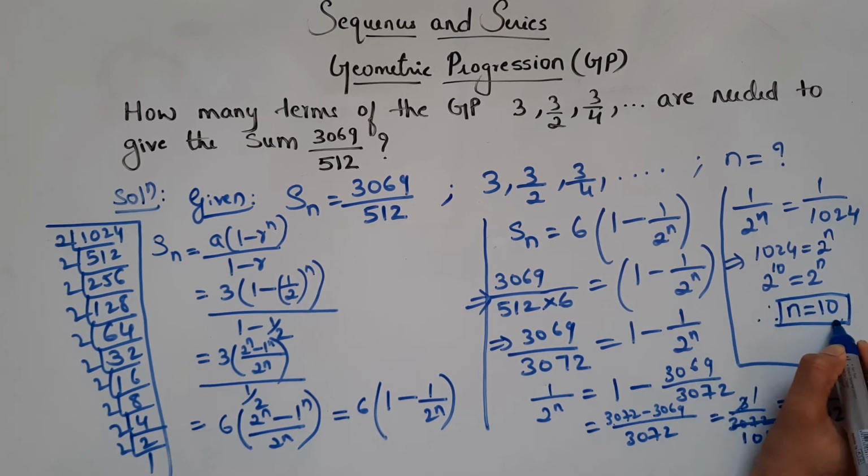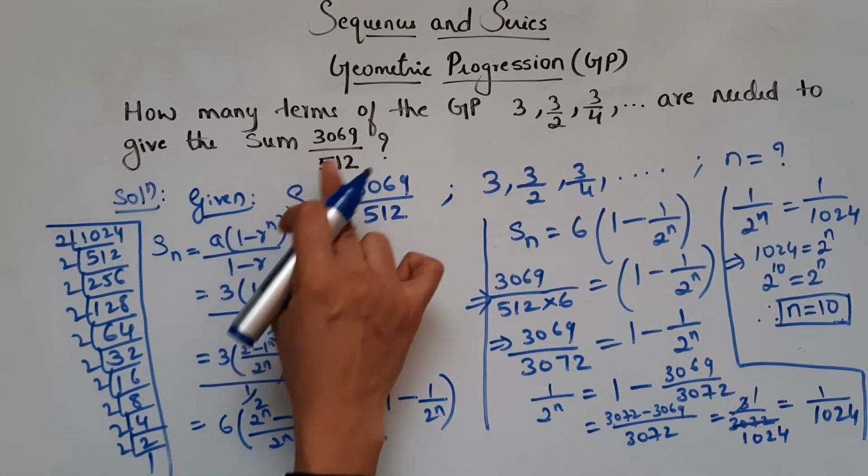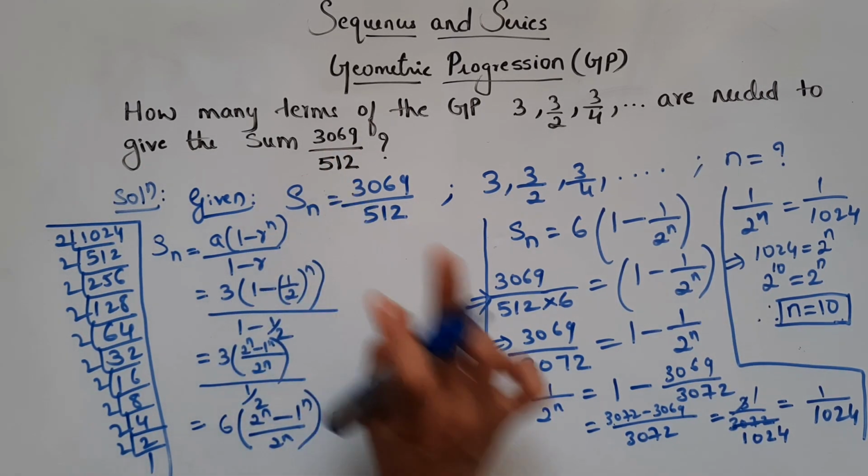That means 10 terms are needed to give the sum 3069 by 512. I hope this is clear.